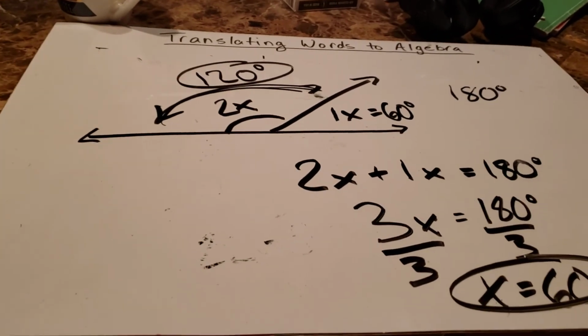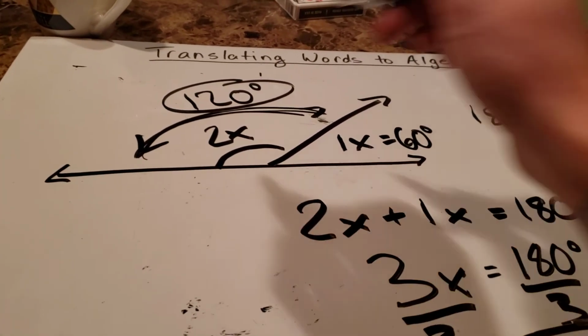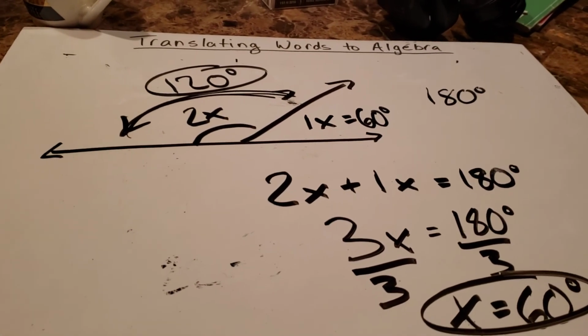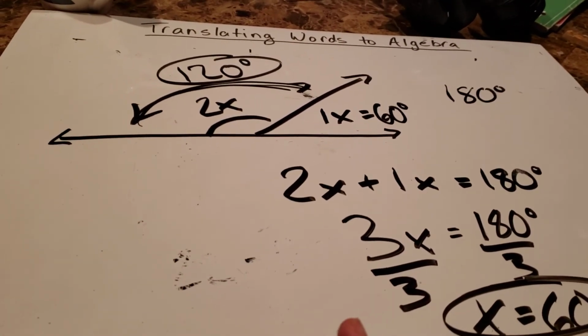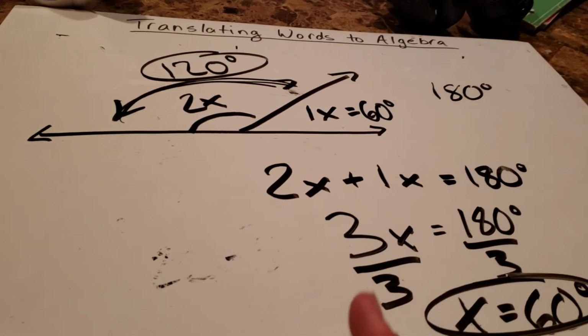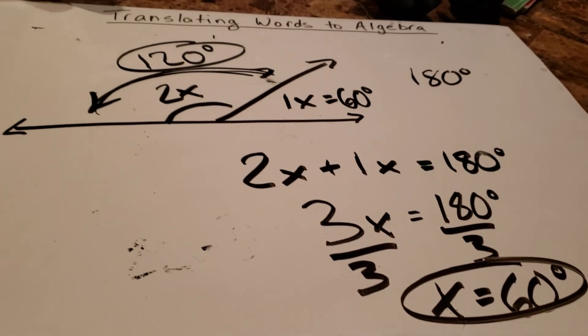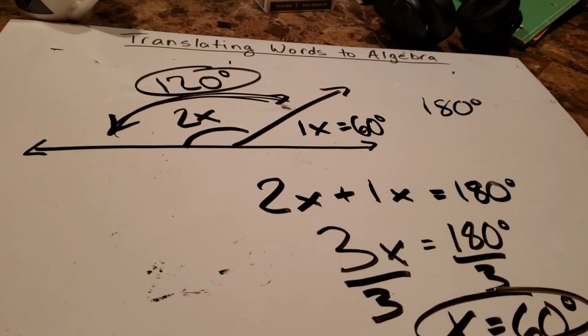So here's a very brief introduction to translating words into algebra. It can be complicated. Break down the pieces you know. Figure out what goes first, what goes second, what goes third in some cases, and then solve it using algebra.